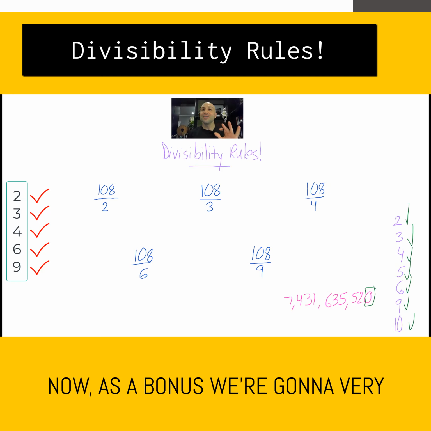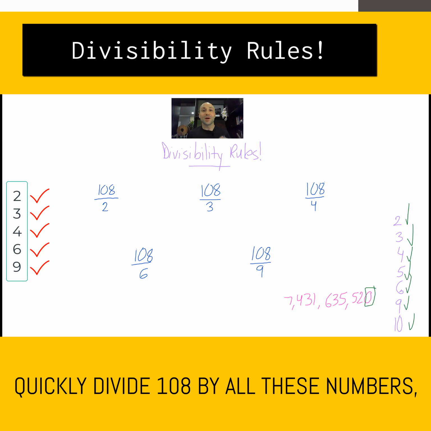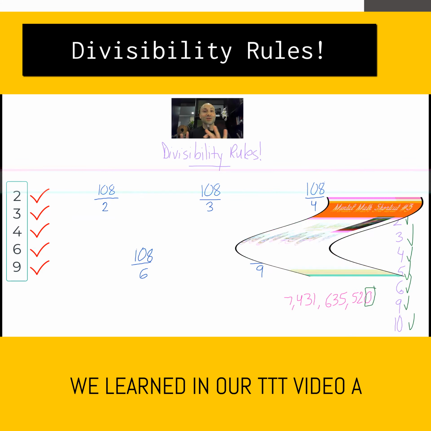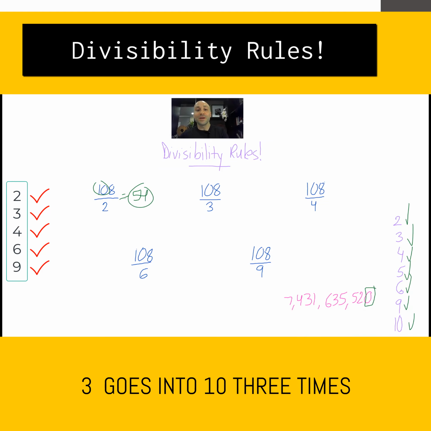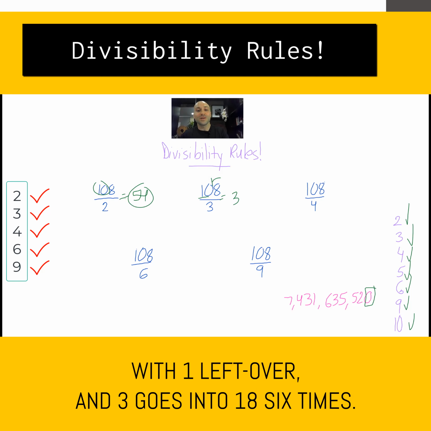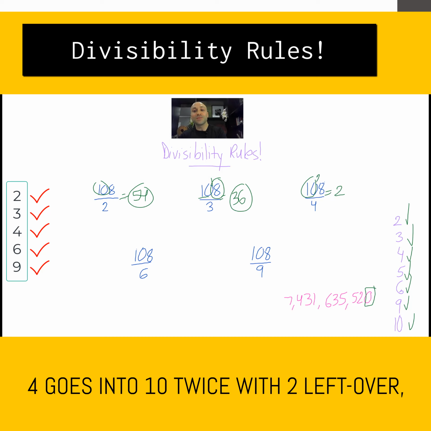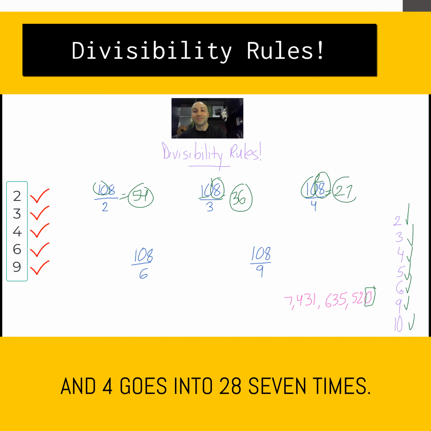Now, as a bonus, we're going to very quickly divide 108 by all these numbers, applying the division shortcut that we learned in our Triple T video a few weeks ago. 2 goes into 10 5 times, and 2 goes into 8 4 times. 3 goes into 10 3 times with 1 left over, and 3 goes into 18 6 times. 4 goes into 10 twice with 2 left over, and 4 goes into 28 7 times.